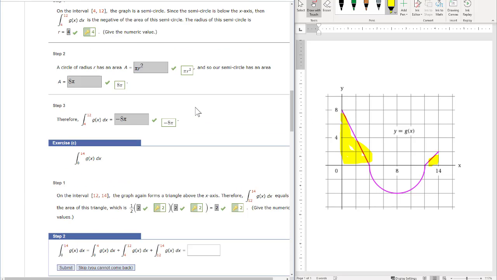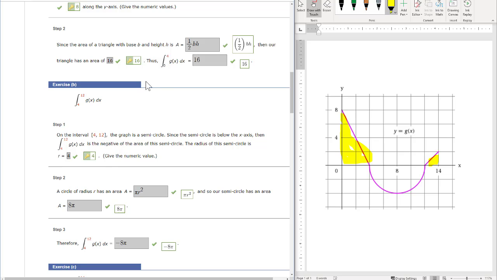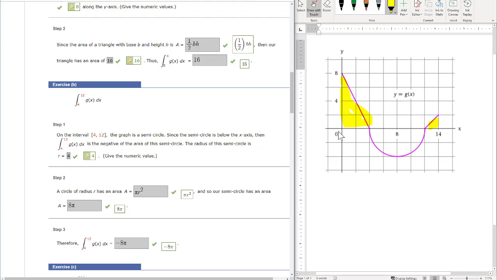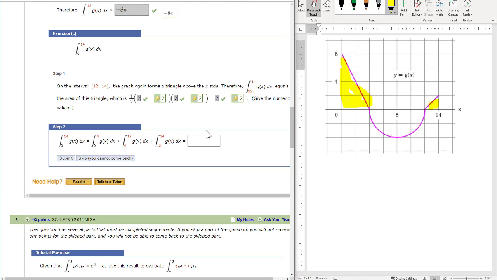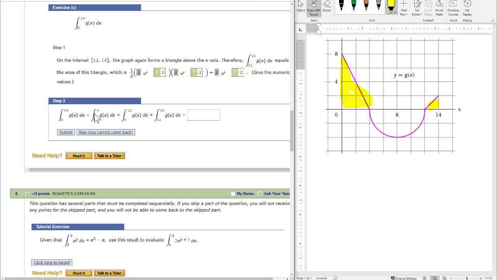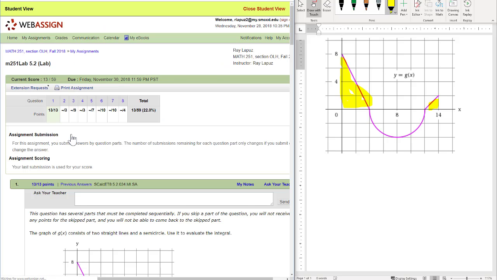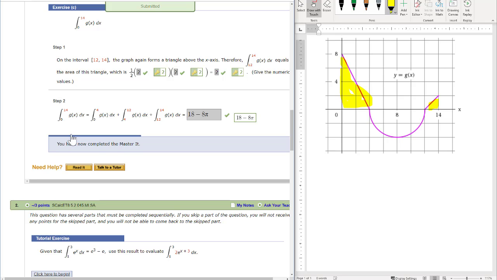What's our second area? An area of 16. So we have 16 for the first one, plus 2 for this one, that's 18. And then we have this expression that gave us a negative 8 pi. We can't simplify that anymore, so we'll just submit it as is. And then that's our problem.